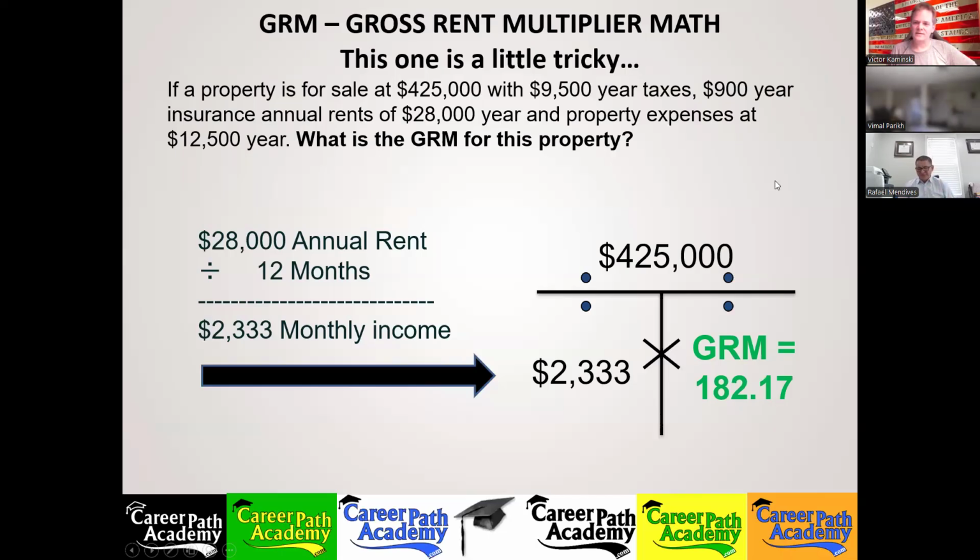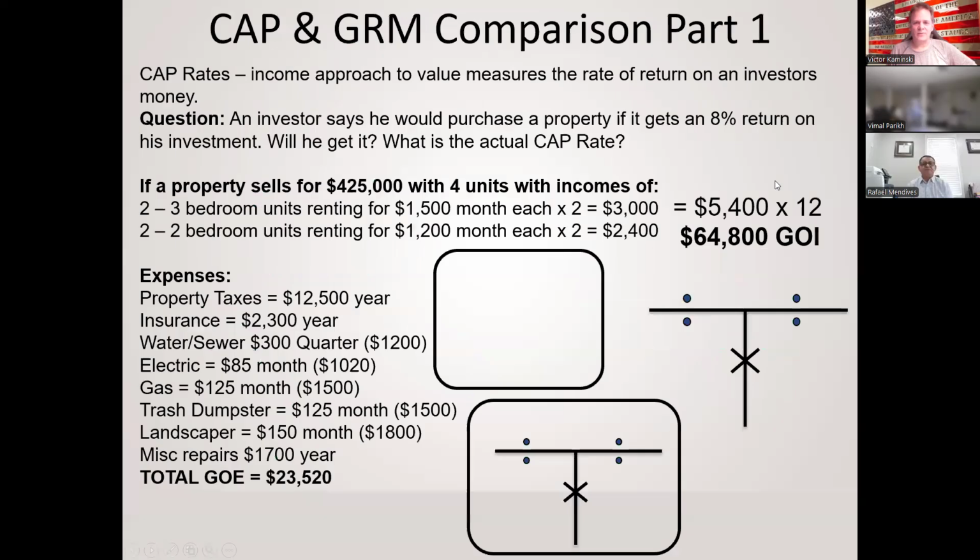Okay, look, here, I'll show you how we could actually put it into practice. In this problem, we're first going to figure out the cap rate on this property, the return on the investor's money, and then we're going to figure out the GRM. And then we're going to compare it to another property that comes on the market. So I already have some figures calculated here for you. The question is, you have an investor that says he'll purchase a property if he could get an 8% return on his investment. That's a lot. Will he get it? And what is the actual cap rate?